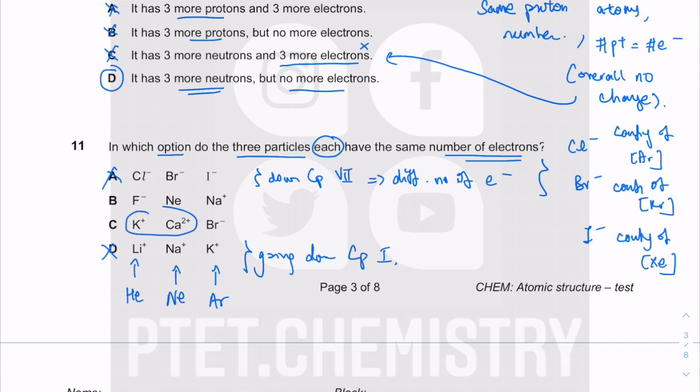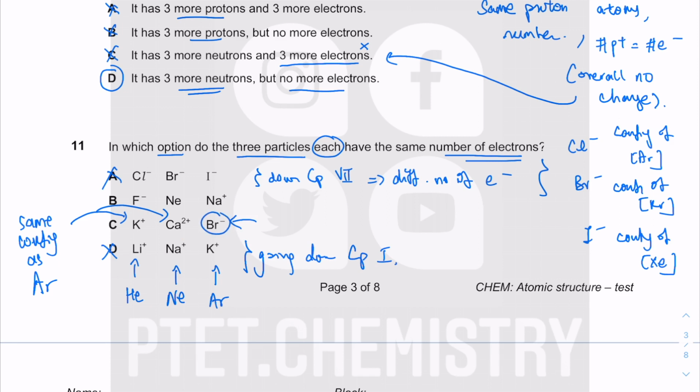This is group 1 and group 2. So you can think about K plus and Ca2 plus, this will have the same configuration as argon. Because when potassium loses one electron, it will have the same number of electrons as argon. Same thing with calcium 2 plus, element 20. When it loses 2 electrons, it will have 18 electrons, which is the same electron count for argon, just by looking at a periodic table.